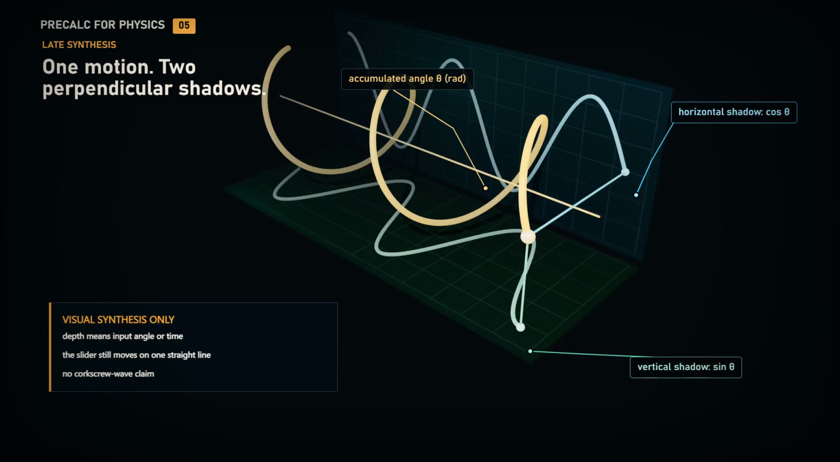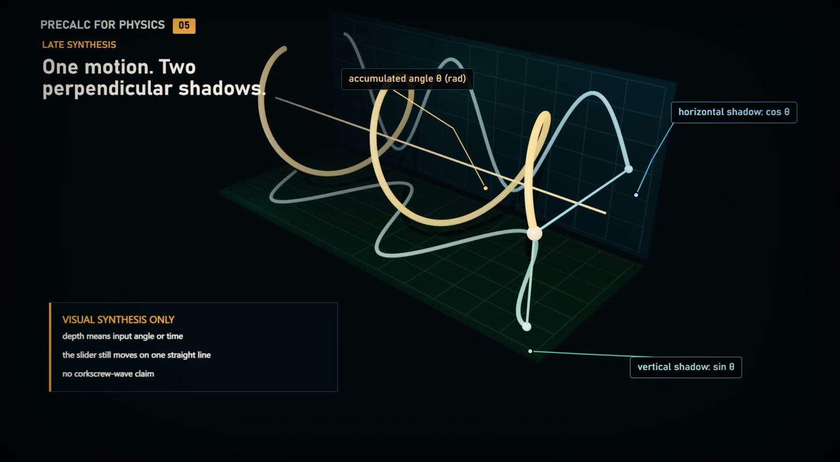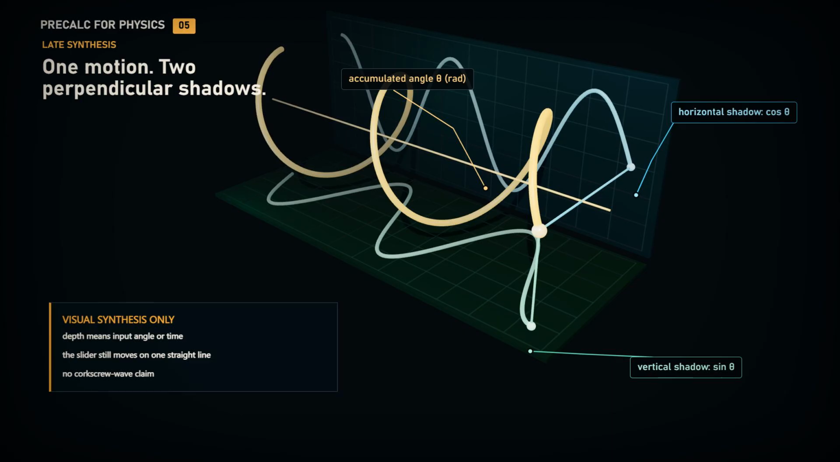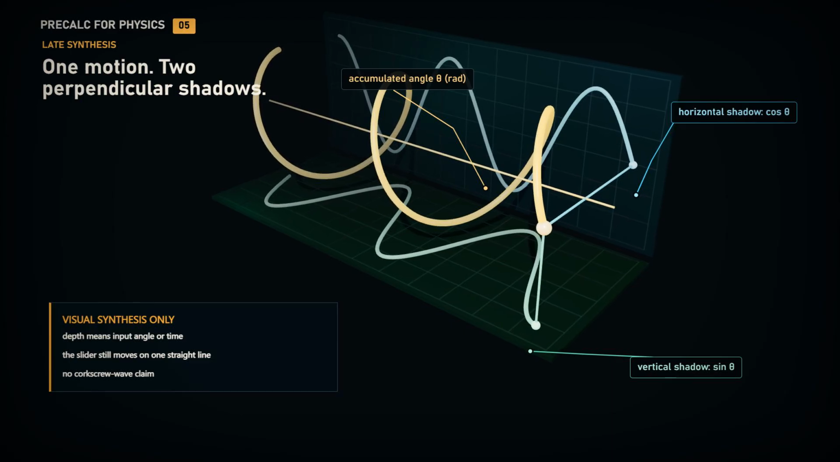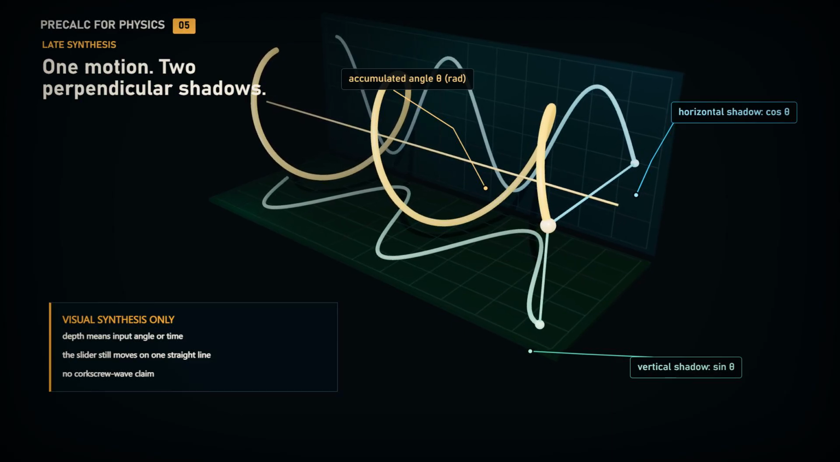The helix is a visual synthesis, not the path of the slider and not a claim that a physical wave travels in a corkscrew. Its depth coordinate represents angle or time. The actual slider still moves on one straight line.